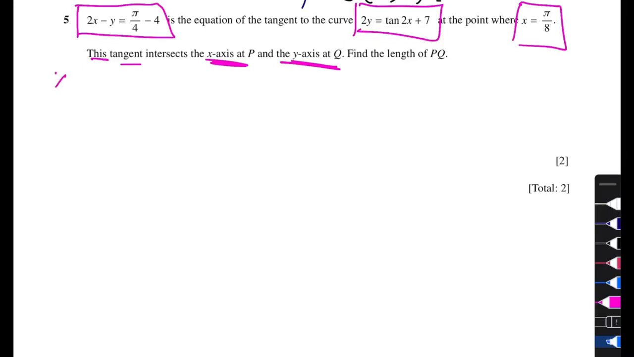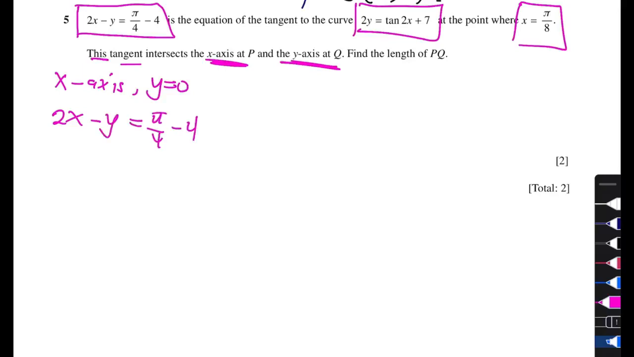Well, first, let's start by arguing what happens on the x-axis. We know that y is 0. Now, they said this tangent. Now, that is an important claim. This tangent. Which one is the tangent? Well, this is the tangent. So let's write that tangent down. So we have 2x minus y is equal to pi on 4 minus 4.